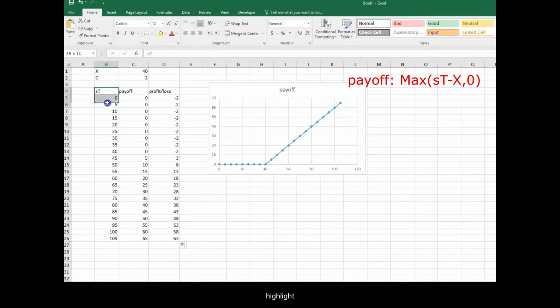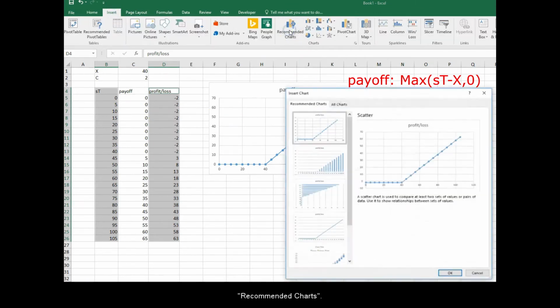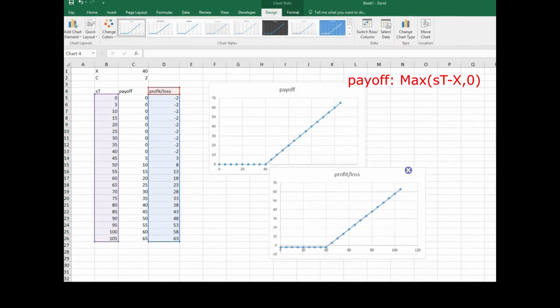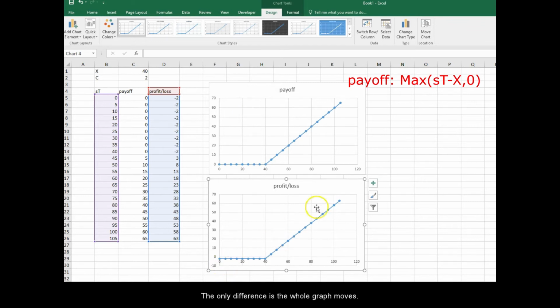We highlight terminal stock price, hold the Control key, then highlight profit or loss to insert recommended charts. Then we have this one. Actually, this second one is identical to the first one. The only difference is the whole graph moved down by 2.